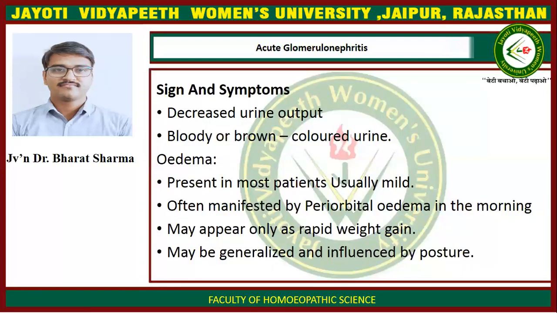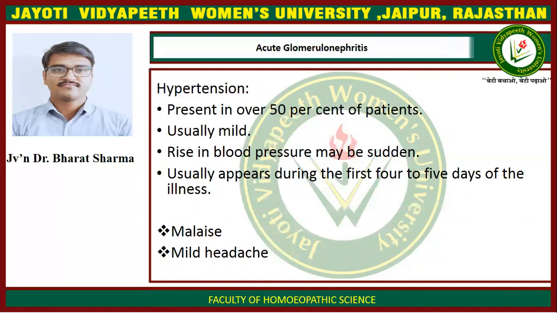Signs and symptoms of glomerulonephritis: decreased urine output, bloody or brown colored urine. Edema is present in most patients, usually mild, often manifested by periorbital edema in the morning, may appear only as rapid weight gain, and may be generalized and influenced by posture. Hypertension is present in over 50% of patients, usually mild.